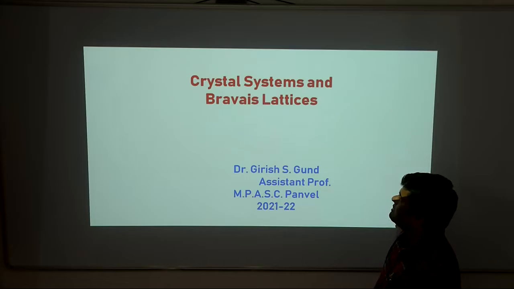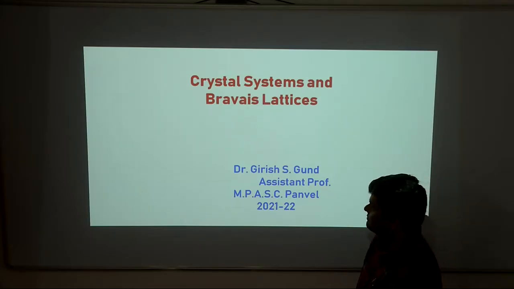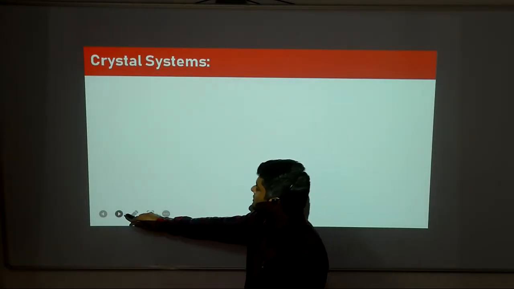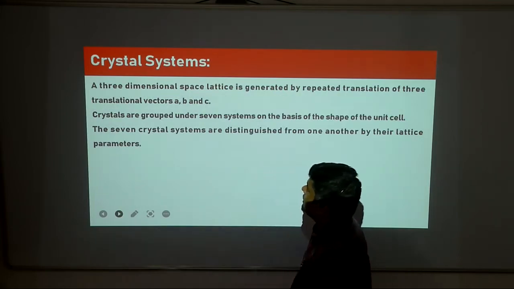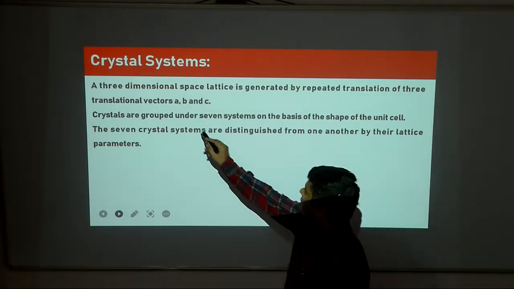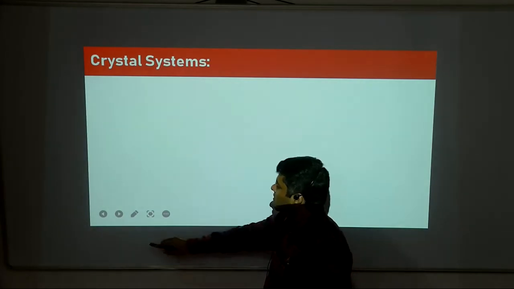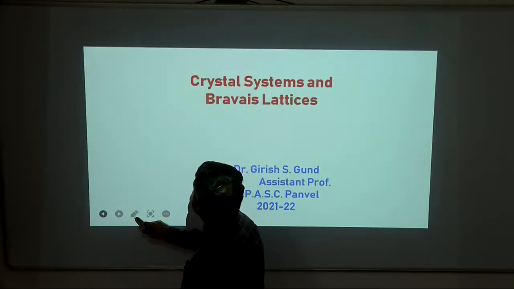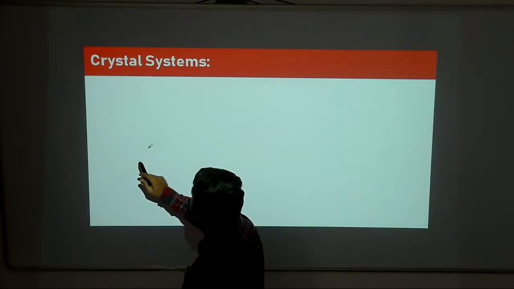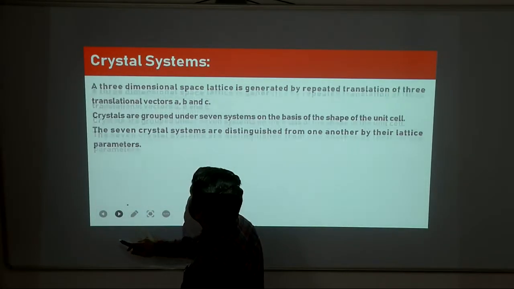Today we are going to discuss the crystal systems and Bravais lattices. Firstly, we will see the crystal systems. A three-dimensional space lattice is generated by repeating the translation vectors like a, b, c. These are the translation vectors. If we repeat these translation vectors in three-dimensional space, we will get the crystal structure.